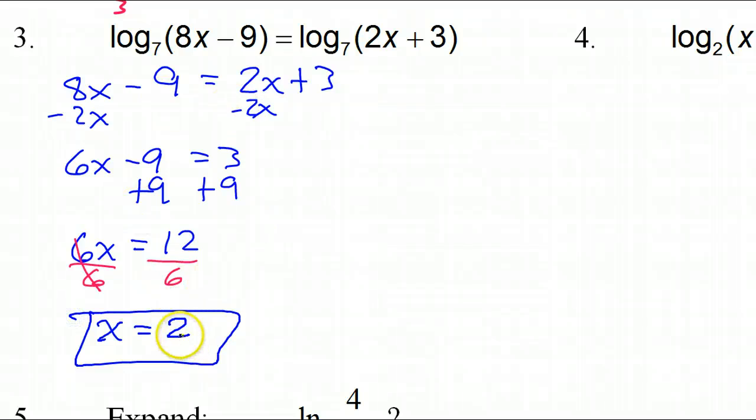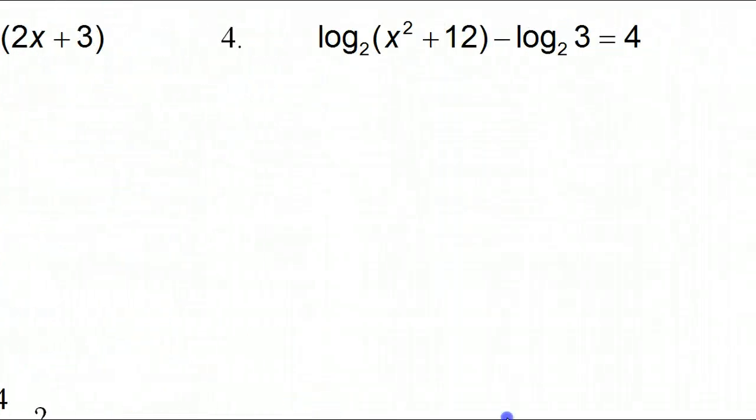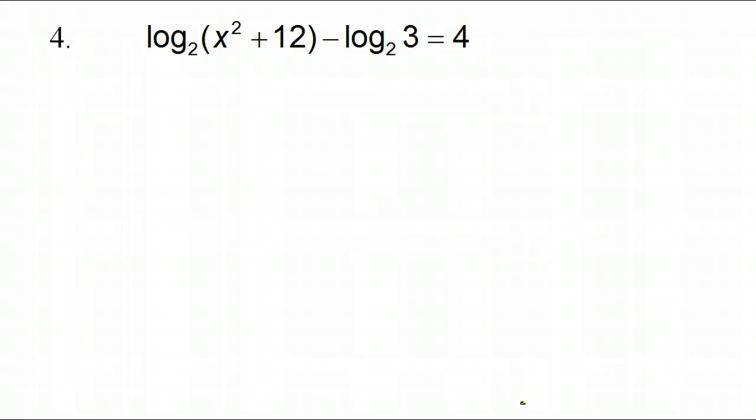Alright, make sure that's not extraneous. 8 times 2 is 16 minus 9, that's fine. 2 times 2 is 4, and plus 3 is 7, so that's fine. Nothing wrong there. So number 4.